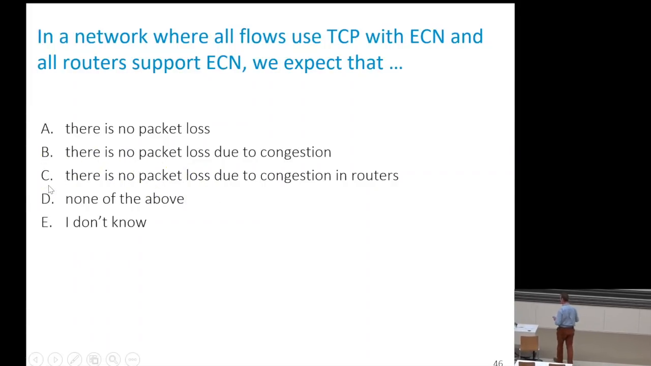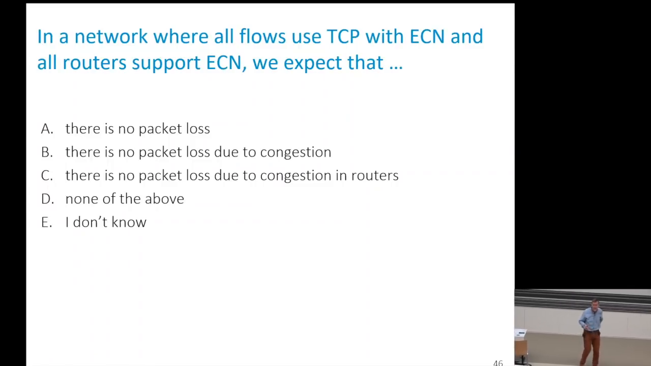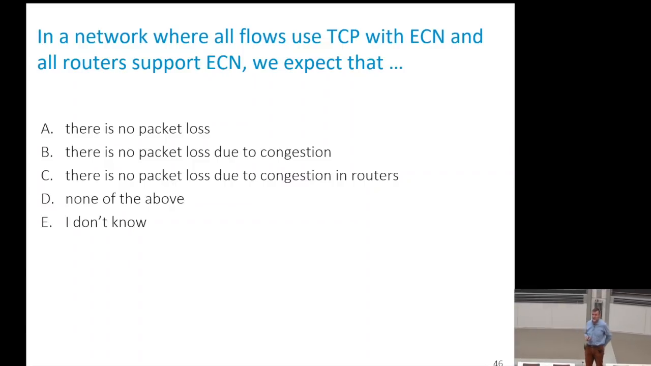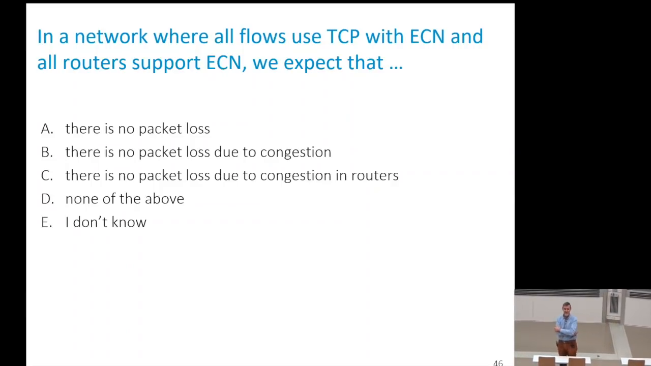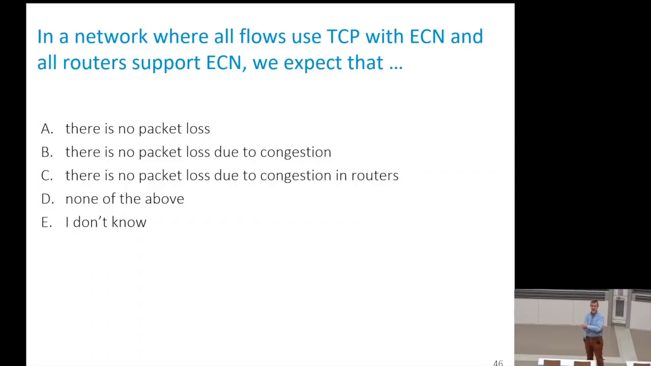We expect, if the thresholds of the RED function are well chosen, that there is no packet loss due to congestion in routers. In routers, because there could be congestion somewhere else. Where? In the application layer, if you have some application layer gateway.